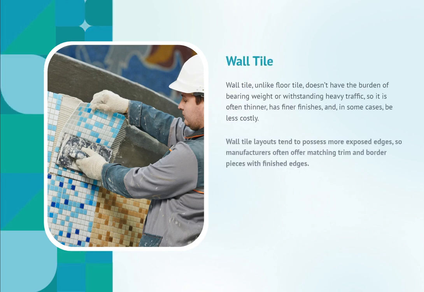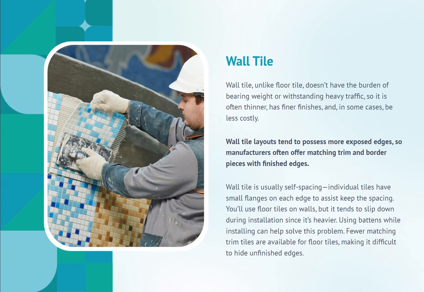Wall tile. Wall tile, unlike floor tile, doesn't have the burden of bearing weight or withstanding heavy traffic, so it can be thinner, has finer finishes, and, in some cases, be less costly. Wall tile layouts tend to have more exposed edges, so manufacturers often offer matching trim and border pieces with finished edges. Wall tile is usually self-spacing. Individual tiles have small flanges on each edge to help keep the spacing. You can use floor tiles on walls, but it tends to slip down during installation since it's heavier. Using buttons while installing can help solve this problem. Fewer matching trim tiles are available for floor tiles, making it difficult to hide unfinished edges.